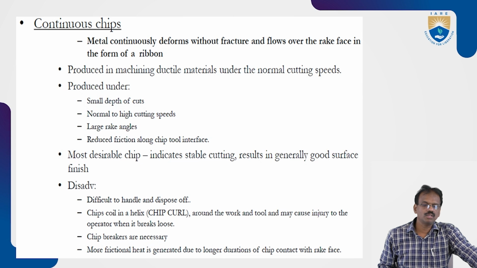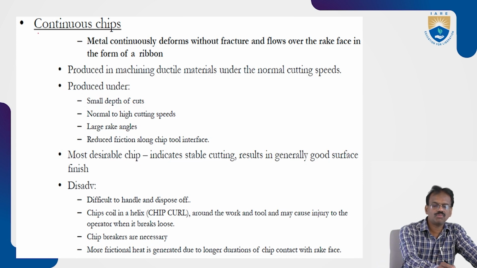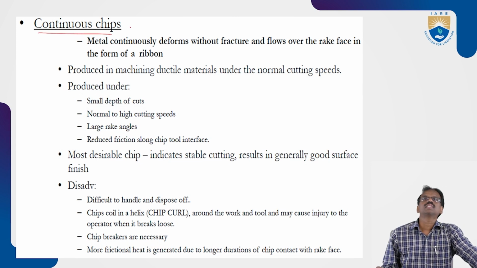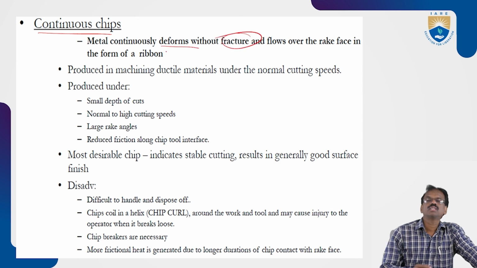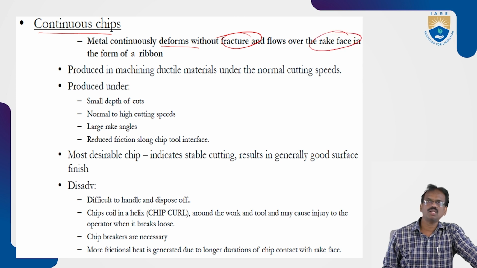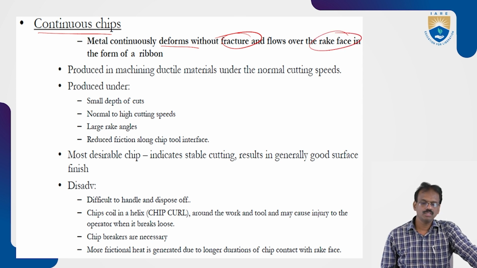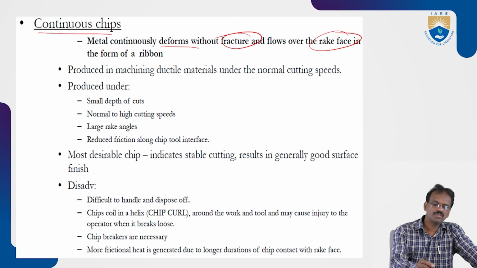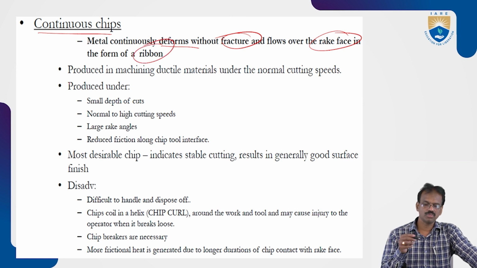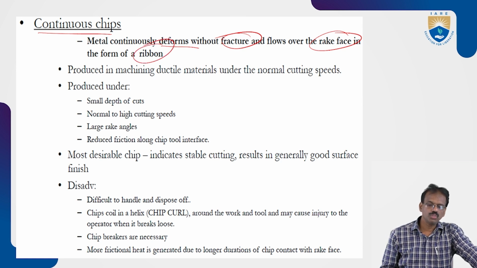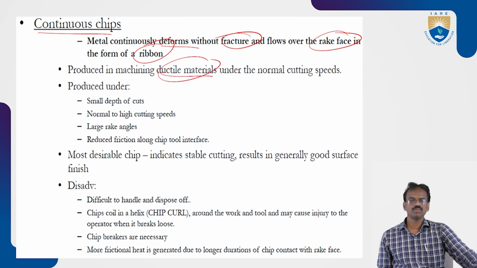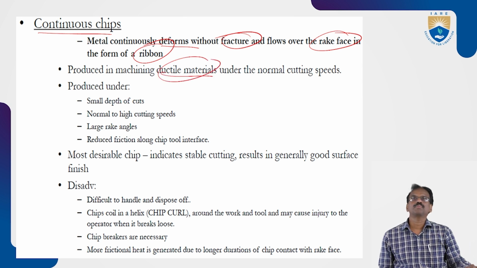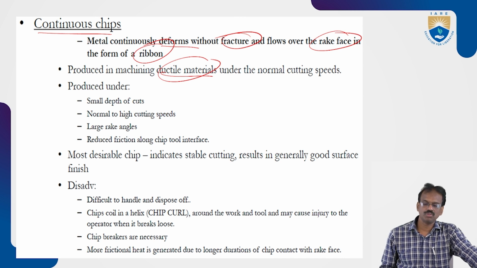Okay, so next one, continuous chips. The main advantage of continuous chips, you know this one: the metal continuously deforms without any fracture and flows over the rake face of the single point cutting tool, in the form of a curling process like ribbons. These chips are produced in machining ductile metals, mainly in ductile machining processes.